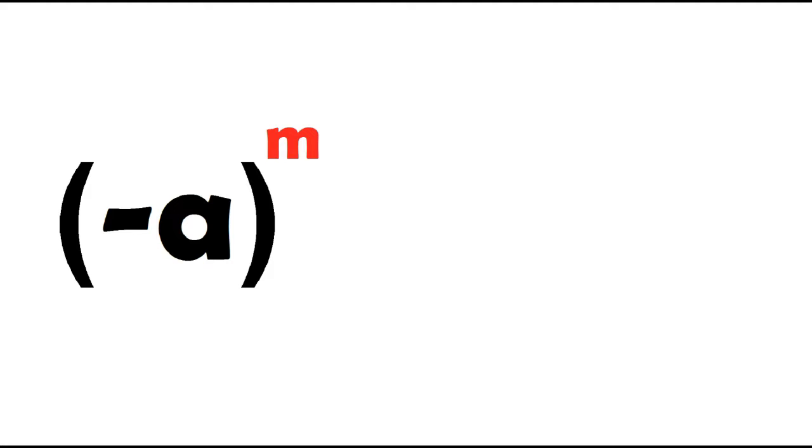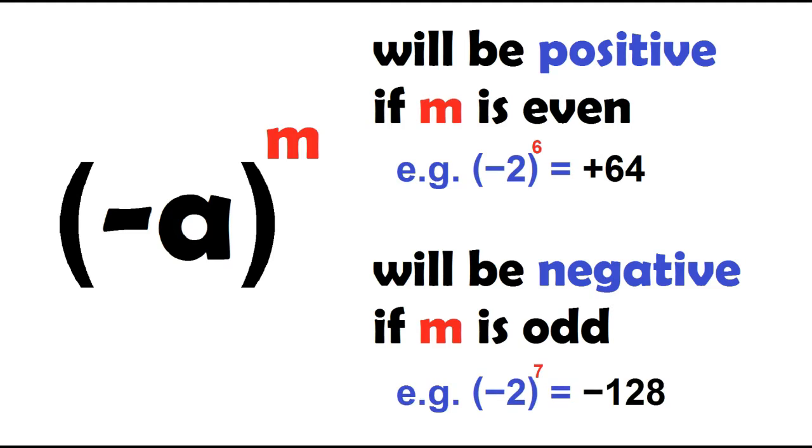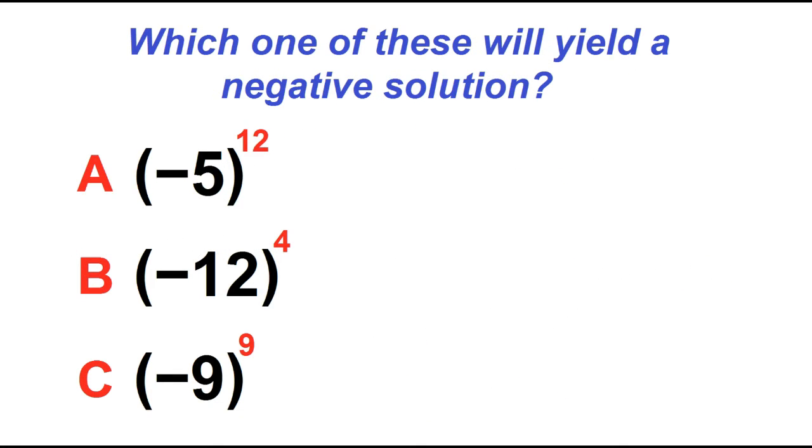Basically, if the base is negative but the exponent is an even number, that means the answer will always be positive, because two negatives make a positive. But if the exponent is an odd number, that's when we'll get a negative product. So without even using a calculator or finding the solution, you should be able to figure out which one of these will be negative.